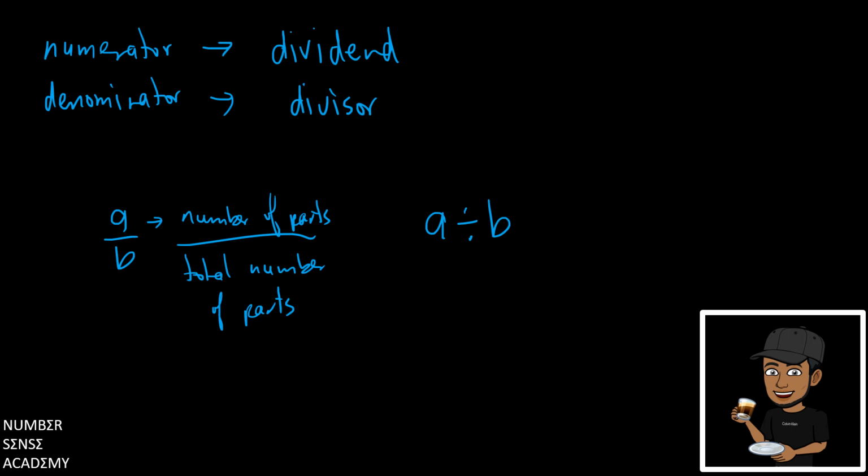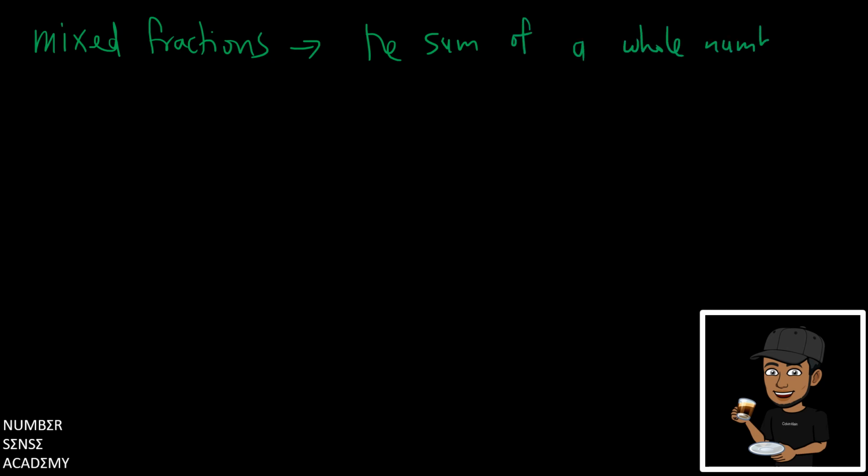So we have proper fractions and we have improper fractions. We also have mixed fractions. And a mixed fraction is the sum of a whole number or a natural number and a proper fraction. So it's the sum of a whole number and a proper fraction.